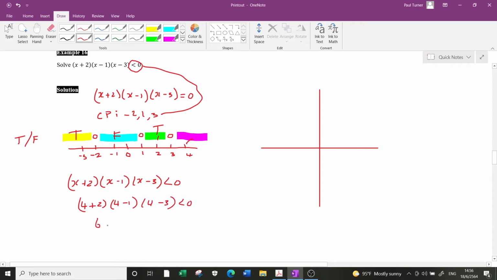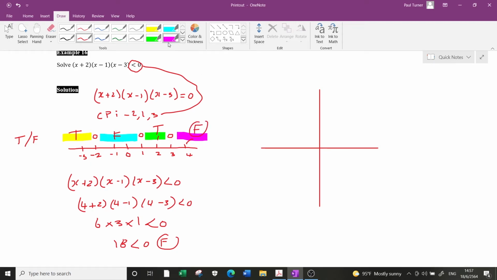4 plus 2 is 6. 4 minus 1 is 3. 4 minus 3 is 1, less than 0. 6 threes are 18. 18 less than 0, false. So this area would be false.